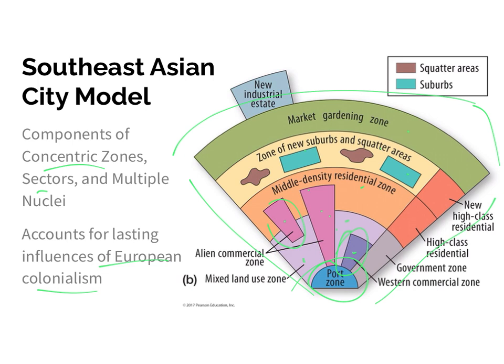government zone. So this is where your business or your politics happens. High class residential, not accidental that it's right off the government sector and close to the port. And then new high class residential is basically your suburbs, right? As people kind of spill over. Middle density residential, that's going to be middle class. The further out you get into zones of both suburbs and squatter areas, so intentional settlements as well as unintentional settlements. And then beyond that is market gardening.